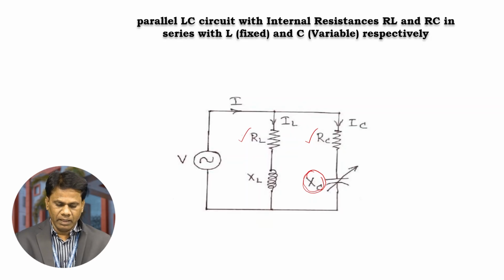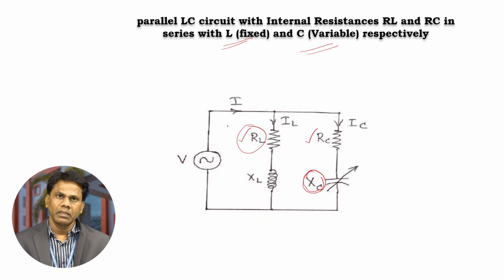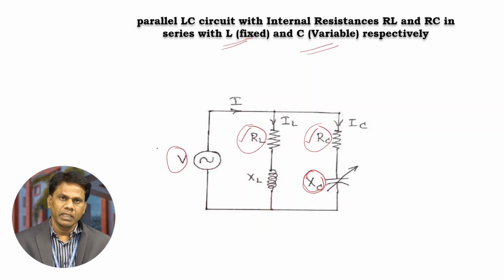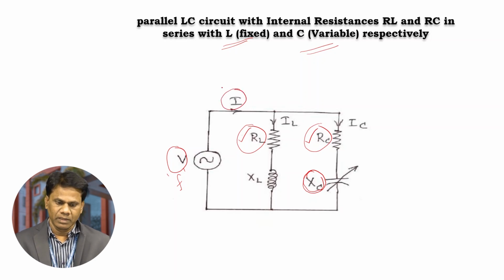So here L is fixed, inductance is fixed, and capacitance is varying. For the inductance, the internal resistance is RL. For the capacitance, the internal resistance is RC. So this is the circuit diagram. As usual, an alternating voltage of a fixed voltage V is applied to the circuit with a frequency F, or 50 Hz. Here I is the total current entering into these parallel branches.